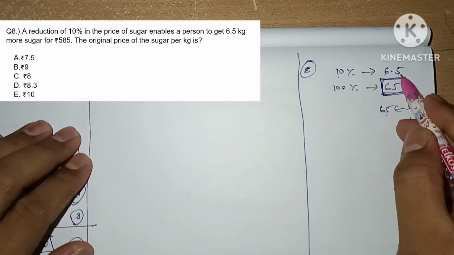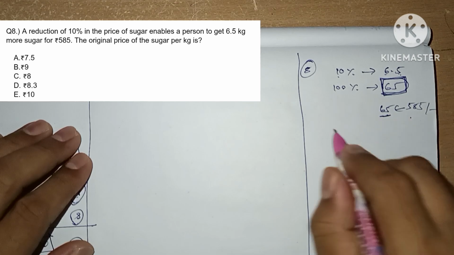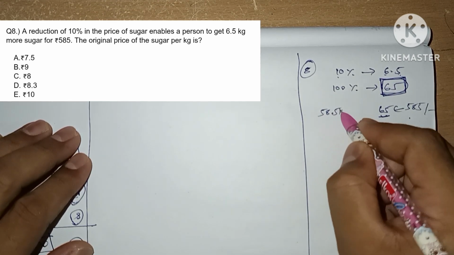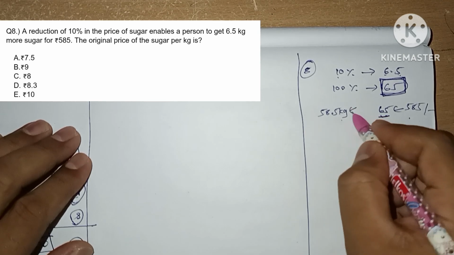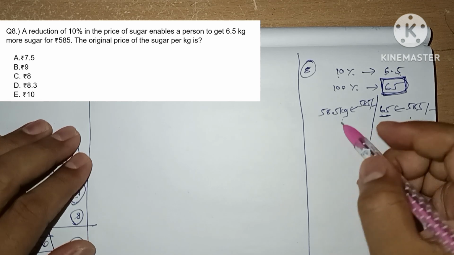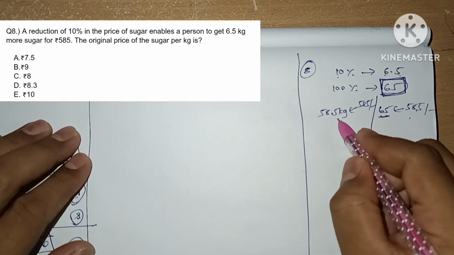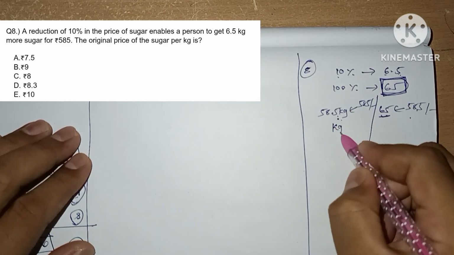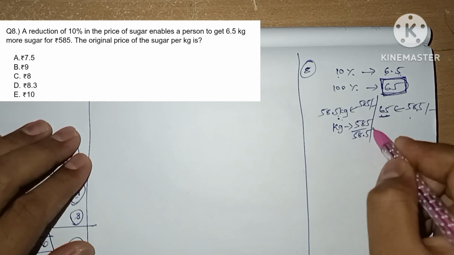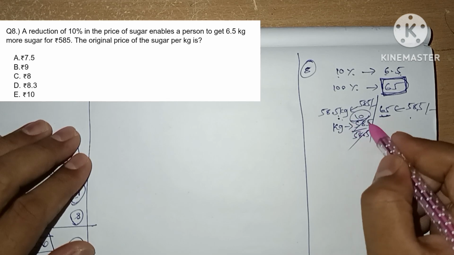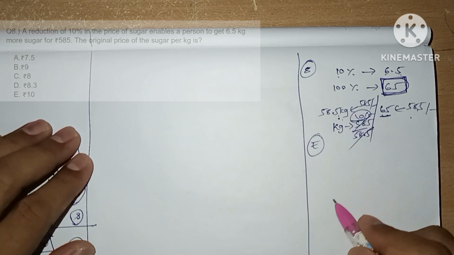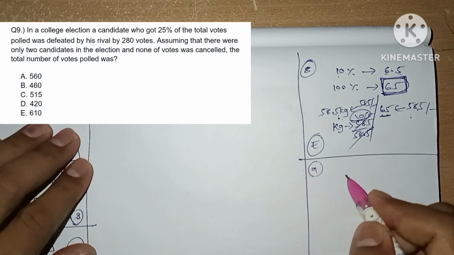Initially he gets 6.5 kgs less than 65, which is 65 minus 6.5, which will be 58.5 kgs. This is for 585 rupees only initially. So the question asked is the original price per kg. So for 1 kg it will be 585 divided by 58.5, which will be 10. So the answer is 10 rupees. So option E is the answer for this question. Now we are going to see question number 9.